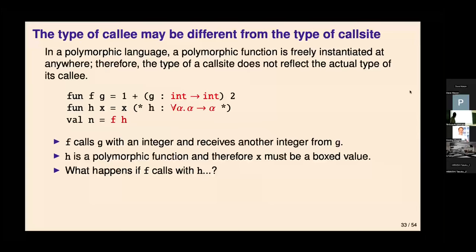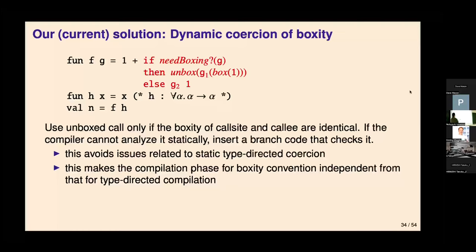I can't skip this slide. In this function, we call g, a function of int to int, with an integer argument. From this call site, g must be a function of integer to integer. But actually, there's a possibility of g being an instance of a polymorphic function, so the actual body of g is not int to int. To avoid this possibility, we add a dynamic check whether or not g is polymorphic. If g is polymorphic, we perform boxing and call it, and unbox the return value.